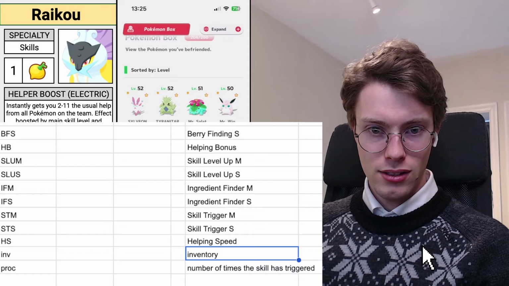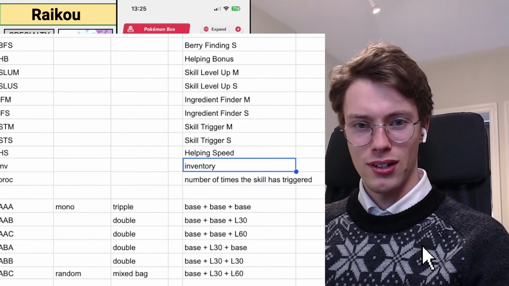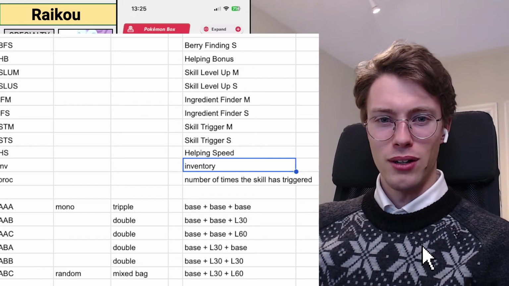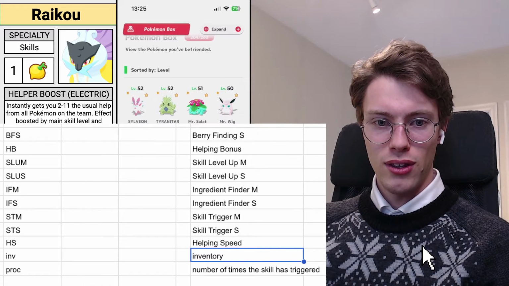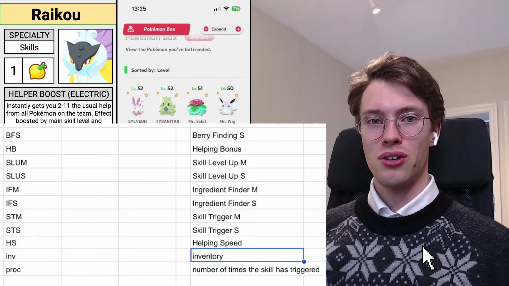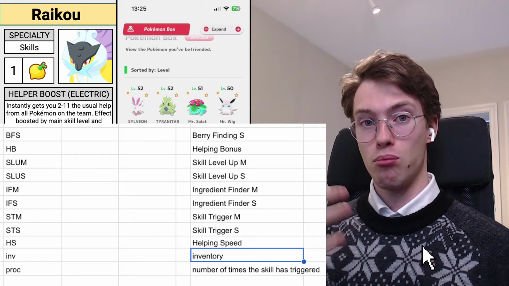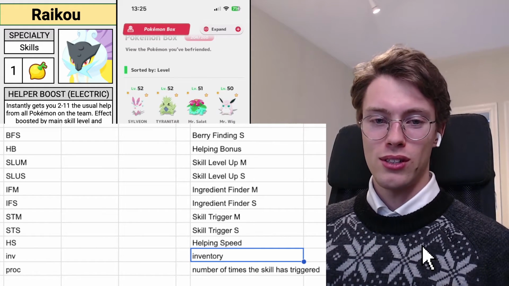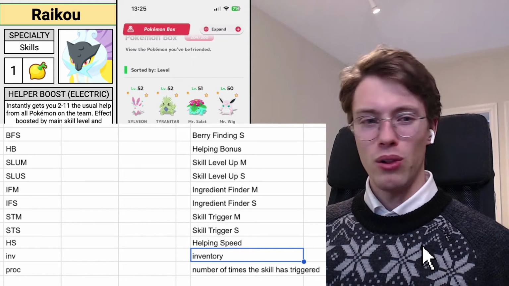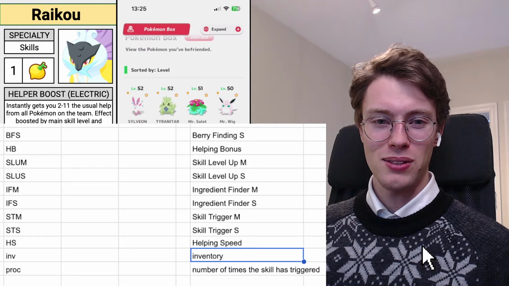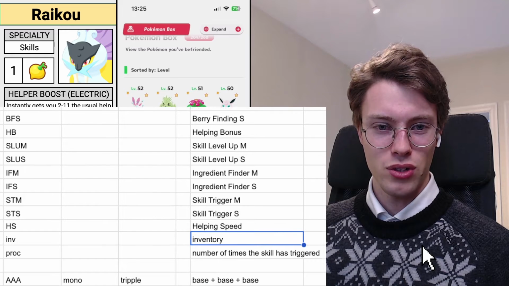And then we have another one that I have been asked about every now and then. Okay, so the proc rate, or proc, is just the number of times that the skill has triggered. So if you pop the Pokemon and it triggers, that's a proc. It can also be used in some other ways, for example, with how lucky you are with the sleep styles and some other things. But for the most part, just think of it as the skill triggers.